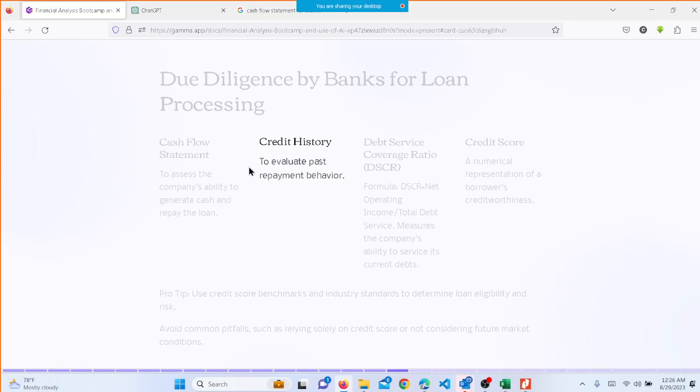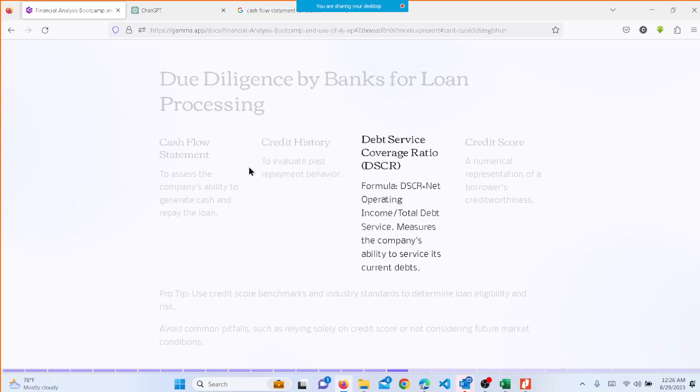Then they will look at the credit history. This credit history is to evaluate past repayment behavior. They may ask the company to submit the bank statements, and they will check whether the company has been paying their debt in the past or not. And then they will look at the debt service coverage ratio. Now, what is this?